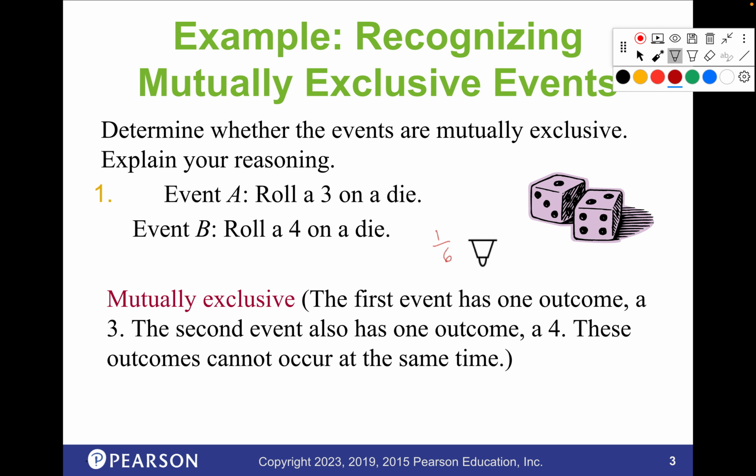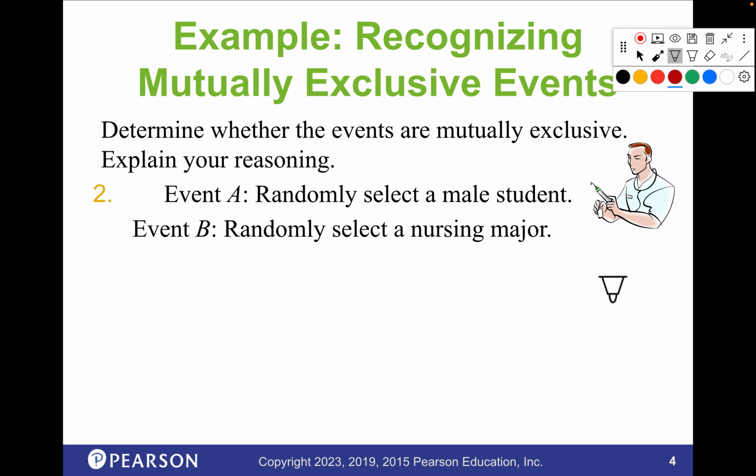Probability of rolling a 3 is 1/6. Probability of rolling a 4 is 1/6. Probability of rolling a 3 or a 4 is 2/6, which reduces down to 1/3. Okay, so that kind of makes sense. It's just a way of counting. And because they're mutually exclusive, that's all we have to worry about.